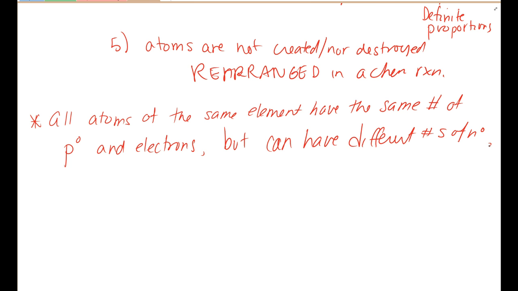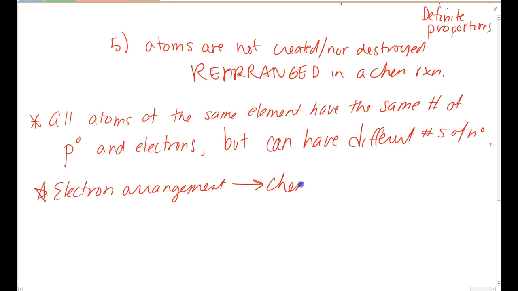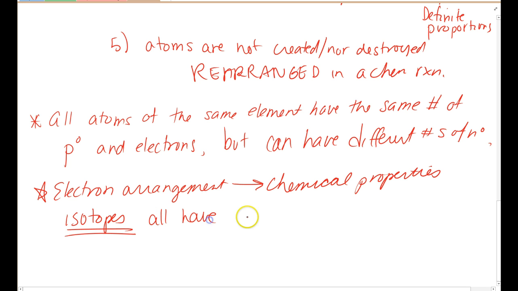And since it's the electrons that affect the chemical properties, isotopes all have the same properties. So something you may not know is that electron configuration, and electron arrangement determines the chemical properties of a substance. So the fact that all atoms of the same element have the same number of protons and electrons means that having different numbers of neutrons does not affect the chemical properties. So isotopes, which are those with different numbers of neutrons, all have the same chemical properties.